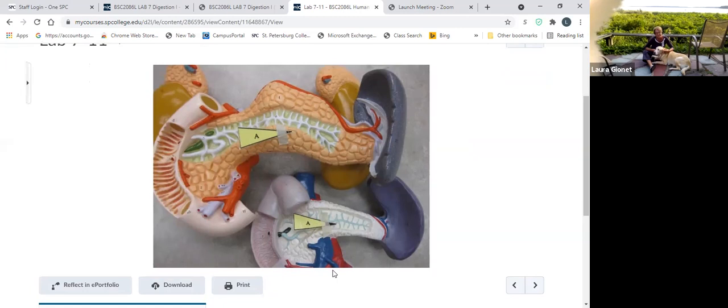Down below is just pointing to another model type. In the labs, there's frequently different examples of organs from different models that we've had over the years. So in that particular model, the pancreas is white and the duct system is kind of that light bluish, light grayish color to it.